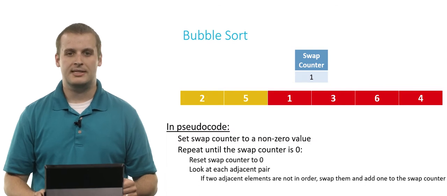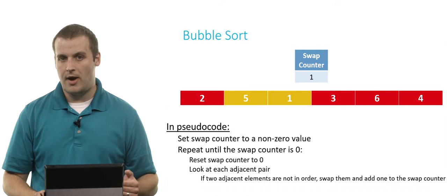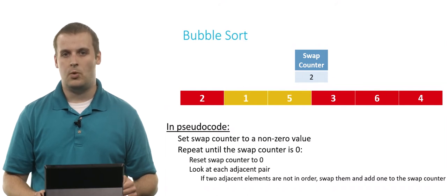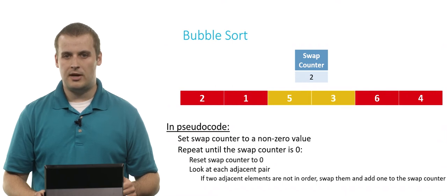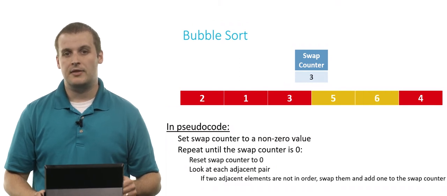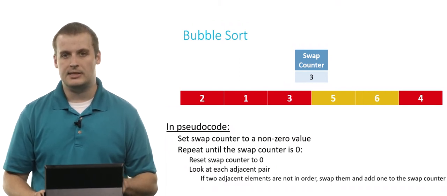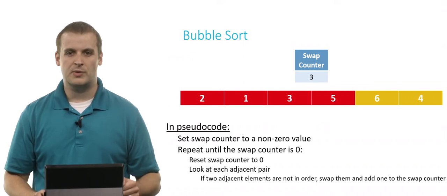Now we repeat the process again. We look at the next adjacent pair, 5 and 1. They're also out of order, so we swap them and add 1 to the swap counter. Then we look at 5 and 3. They are out of order, so we swap them and we add 1 to the swap counter. Then we look at 5 and 6. They're in order, so we don't actually need to swap anything this time. Then we look at 6 and 4. They are also out of order, so we swap them and we add 1 to the swap counter.